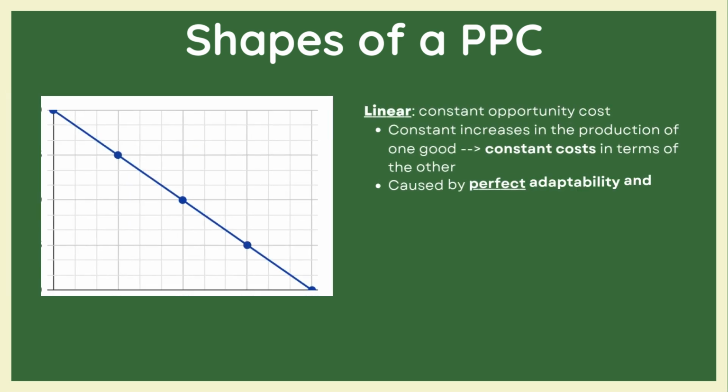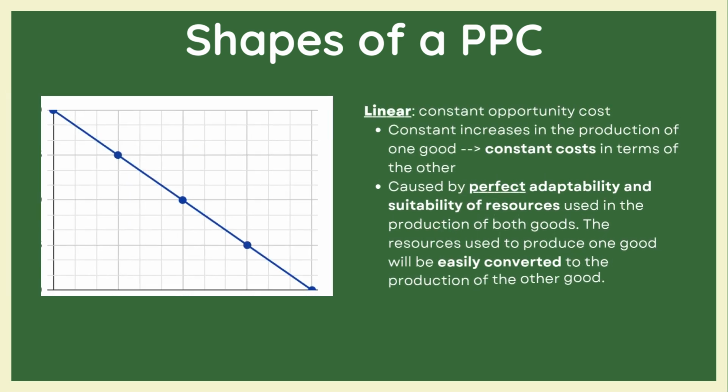The linear curve represents a constant opportunity cost, where constant increases in the production of one good have constant costs in terms of the other. It is caused by the perfect adaptability and suitability of resources used in the production of both goods, meaning the same resources used to produce one good will be easily converted to the production of the other good. An economy producing cakes and cookies would have a linear PPC curve since both require about the same resources to produce, so they can convert easily without increasing opportunity cost.